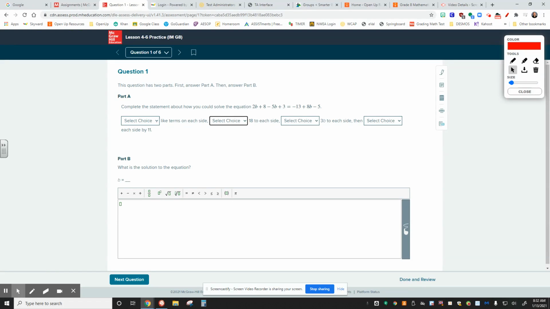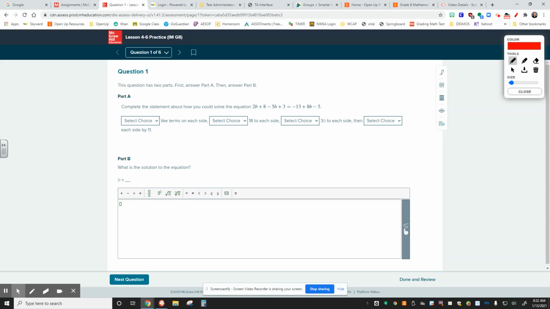Welcome to Unit 4, Lesson 6, and your homework. Questions 1, 2, and 3 all have the same format. Let's get started. Looking at Part A, you are going to complete the statement about how you would solve this equation. And in Part B, you're actually going to solve it. What is the solution to the equation?